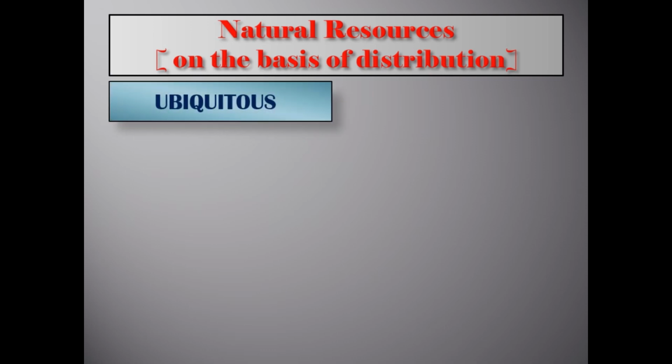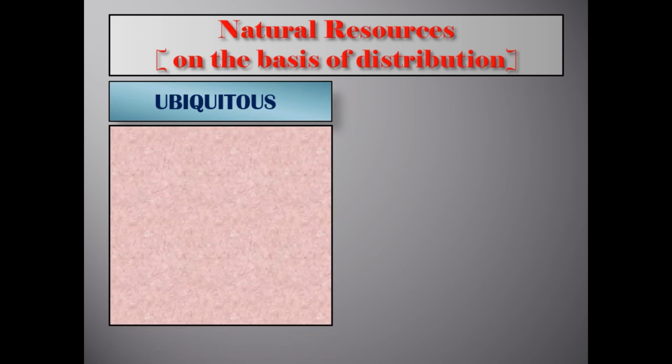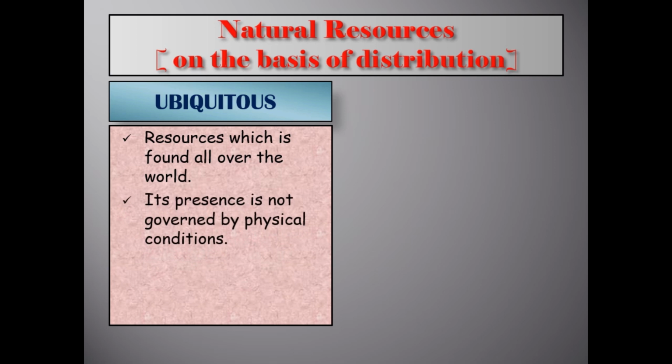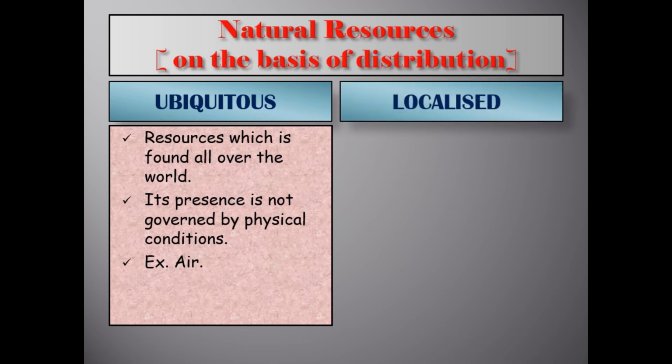Next topic is natural resources on the basis of distribution. On the basis of distribution, natural resources are again classified into two categories. Ubiquitous resources. I know the name is new to you. Let's find out its meaning with its features. Resources which are found all over the world are called ubiquitous resources. Their presence is not governed by physical conditions, for example, air. That means their presence is not governed by physical conditions, so they can be present across the globe equally.